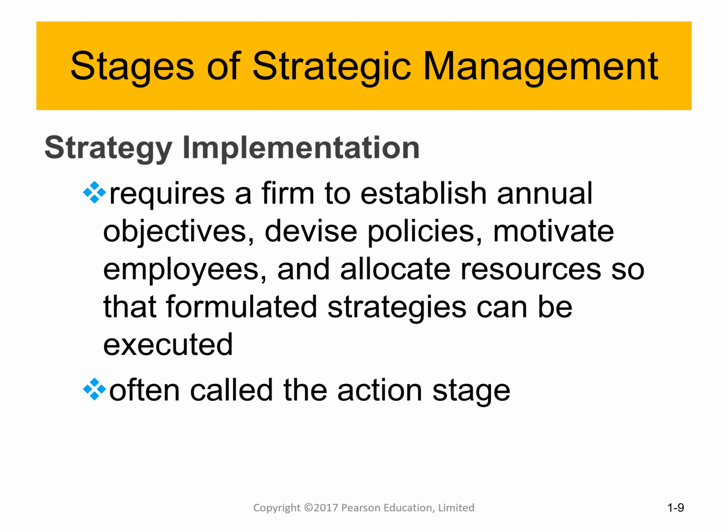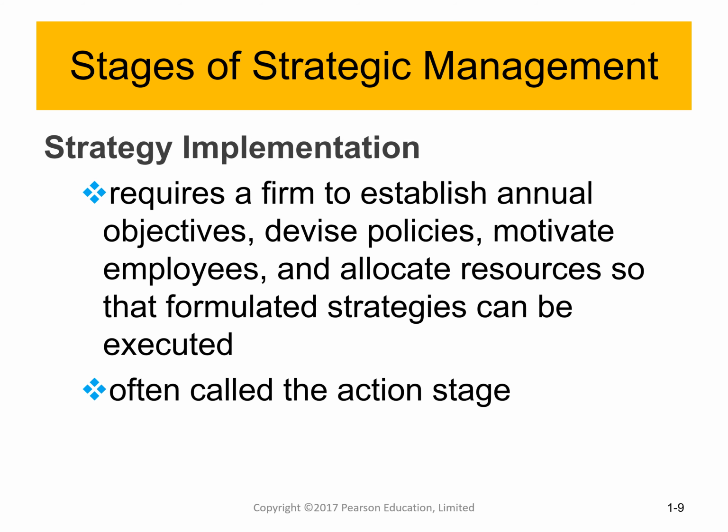what efforts can it take to address concerns pertaining to this? Now, in the strategy implementation stage, the decision makers have to think about things like annual objectives, devise different policies, motivate employees, allocate resources, and execute the strategies that they have formulated. This strategy implementation deals with the action stage. Whatever plans were made at the strategy formulation stage are now brought into the action stage to be implemented.